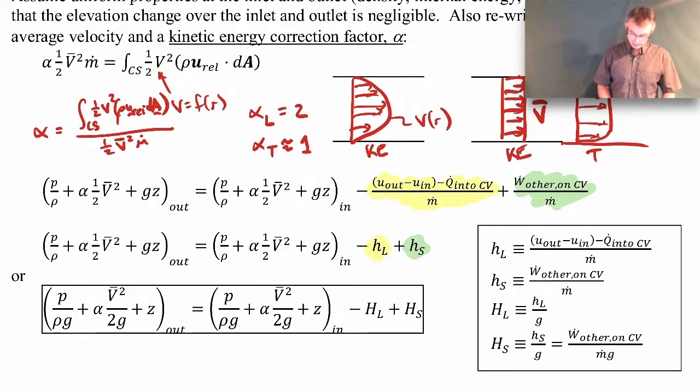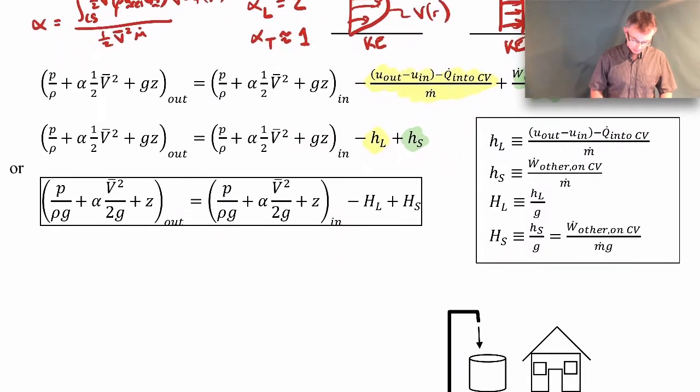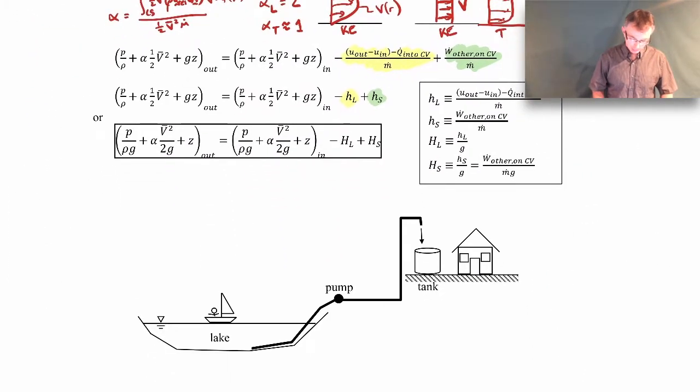So let me talk a little bit about some of these terms, and refer to the picture at the bottom. Let's say we have some pipe system that looks like this. Here's a lake, a person in a sailboat on a lake, and we're going to pump some water out of that lake into a tank near our summer cottage. So we have this pipe system with a pump in there. We're going to assume steady flow in that pipe system, with one inlet and one outlet.